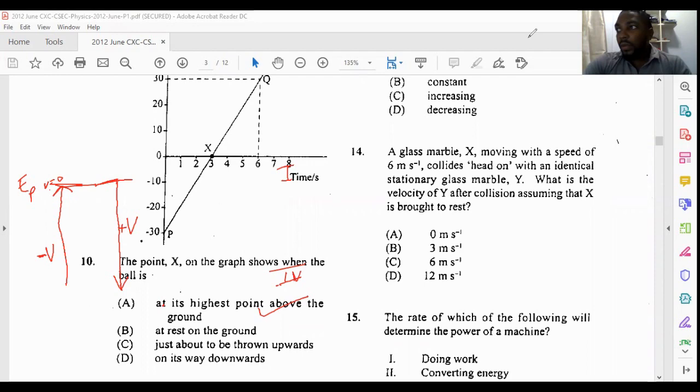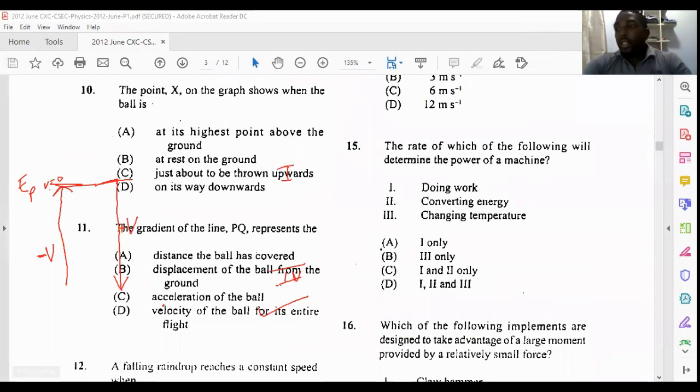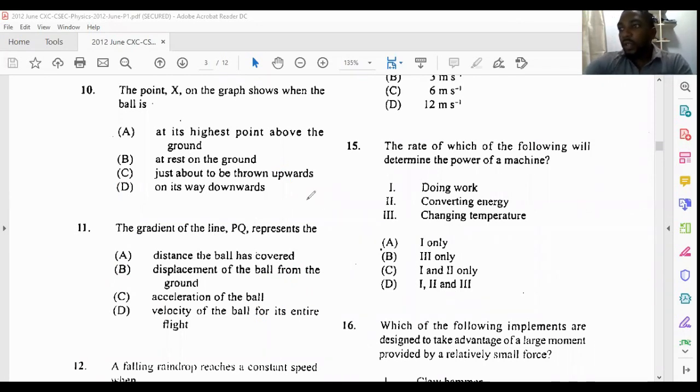So what follows from it? Let's see. Number 11. Number 11, it says the gradient of the line PQ represents what? The gradient of the line PQ represents, so we want to find the gradient of the line.